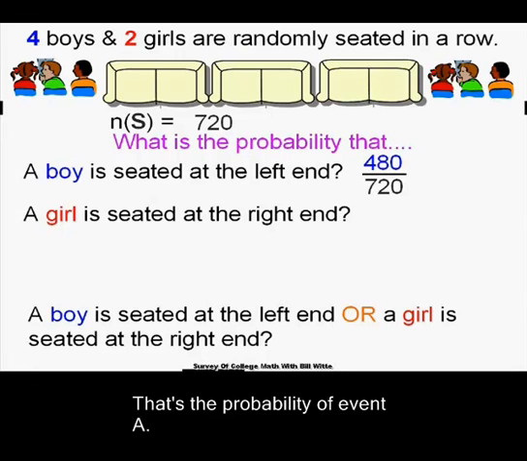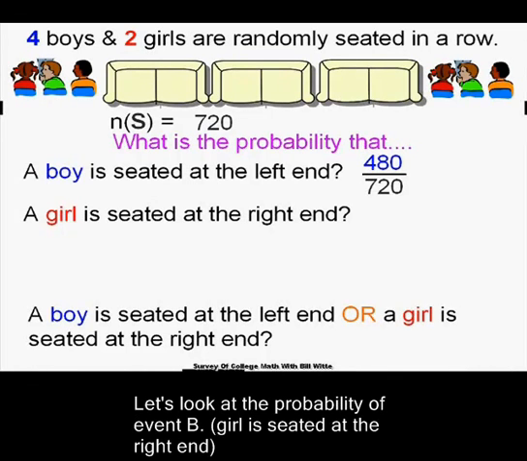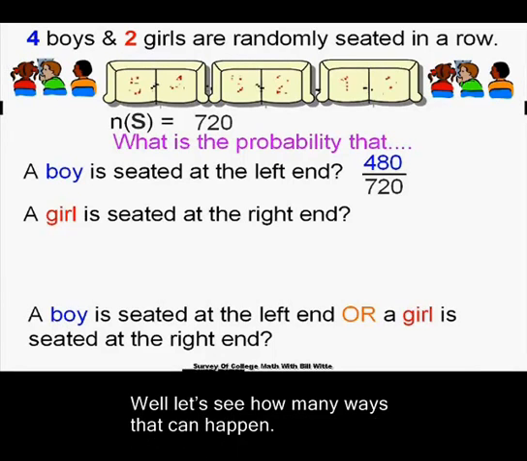Let's look at the probability of B. A girl is seated at the right end. Well, let's see how many ways that can happen. We have 2 girls.